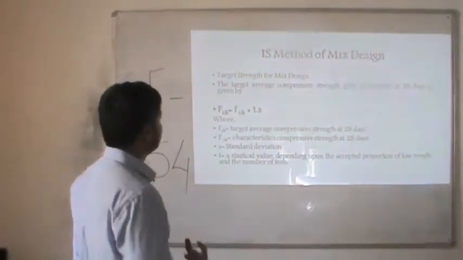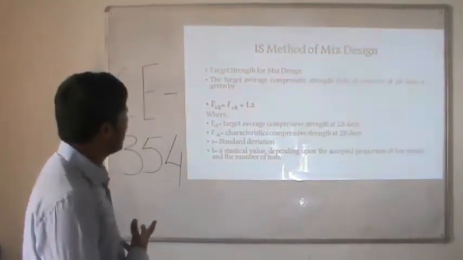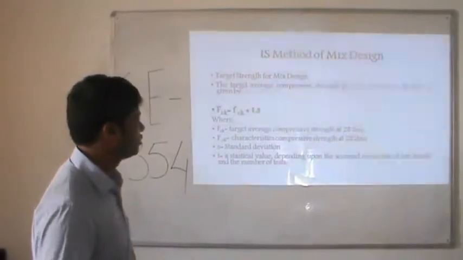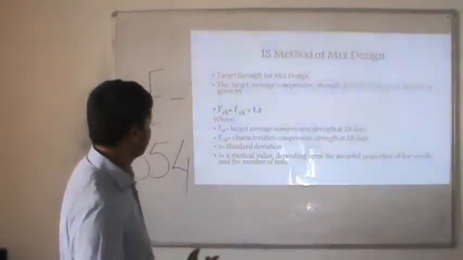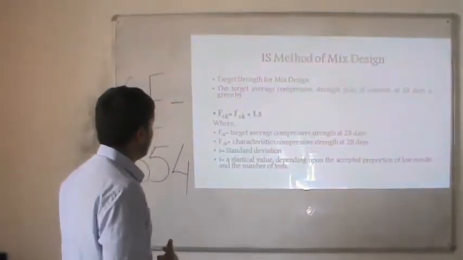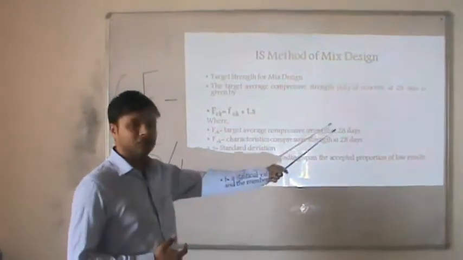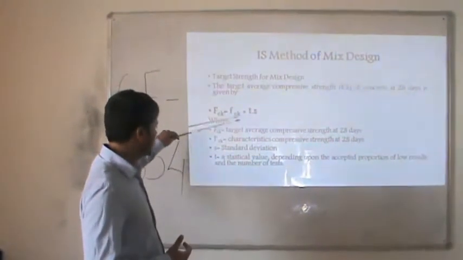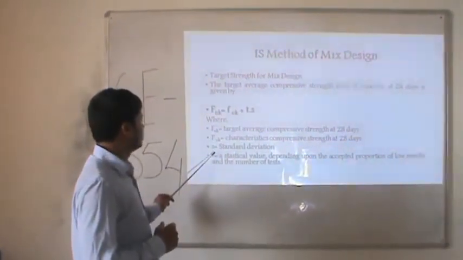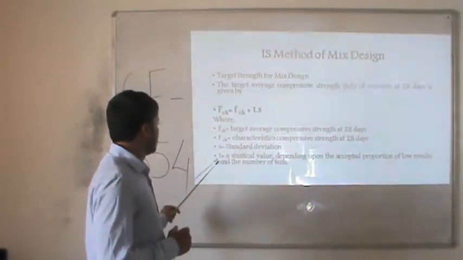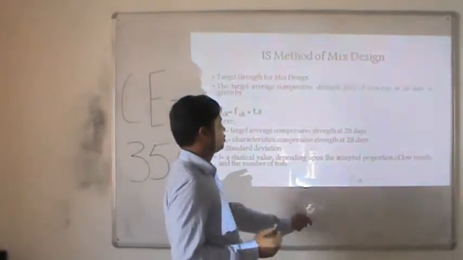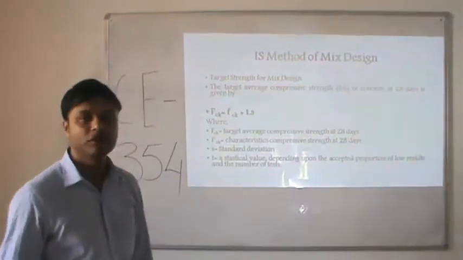Now, we have to find the target strength for mix design. So we must find the target compressive strength at 28 days with the formula f'ck = fck + t.s, where f'ck is the target average compressive strength at 28 days, fck is the characteristic compressive strength at 28 days of the concrete, s is the standard deviation, and t is the statistical value depending upon the accepted proportion of low results and the number of tests.